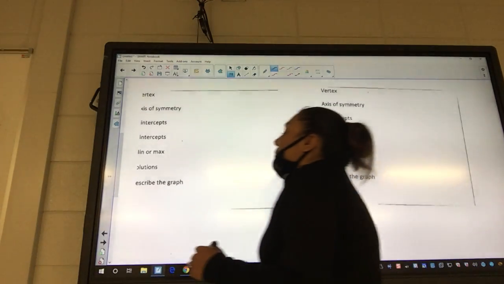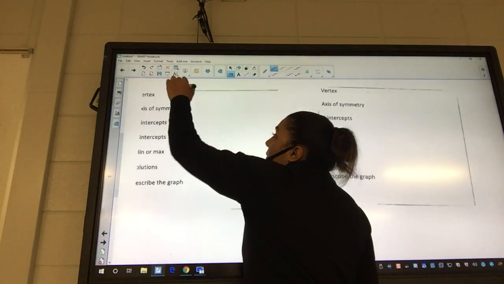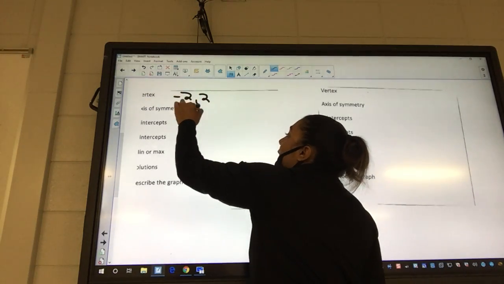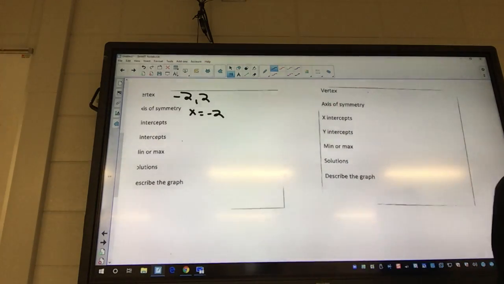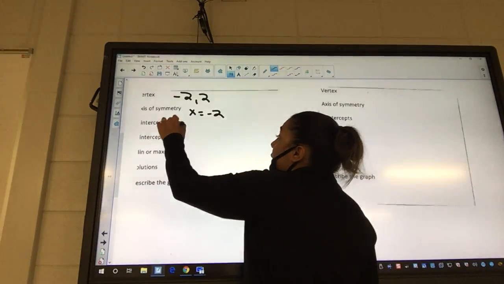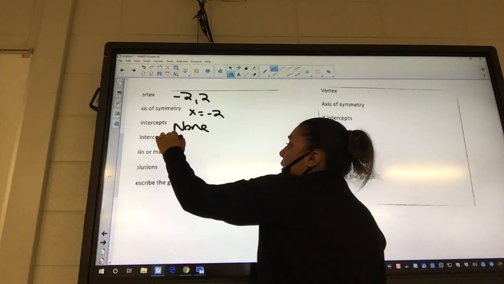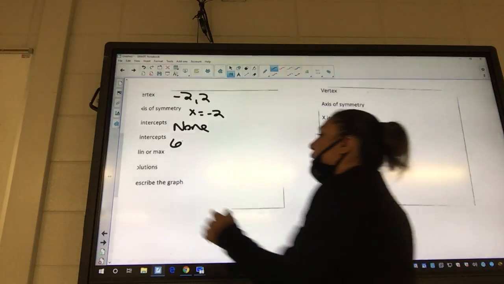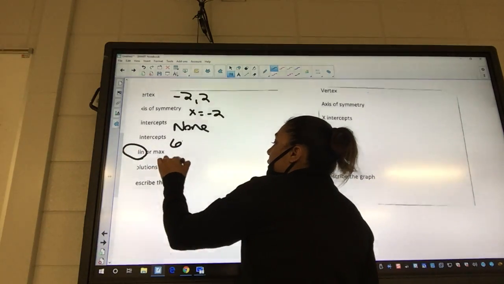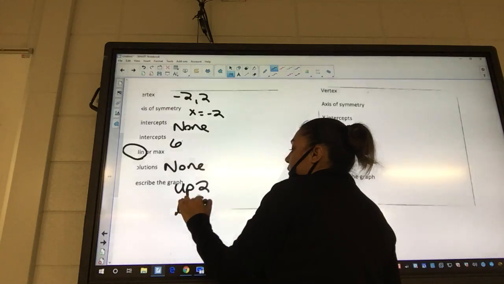Okay, vertex. Actually, -2. Vertex, -2 and 2. X equals -2. X-intercepts. None? Y-intercepts. 6. Was it positive or negative? Positive. Okay. Min or max? Min. Solutions. Description. Up 2, left 2.